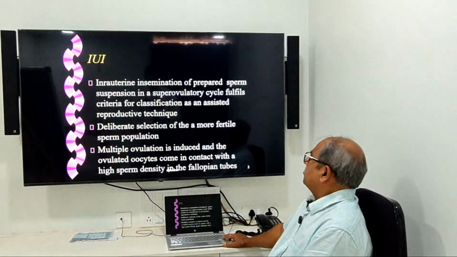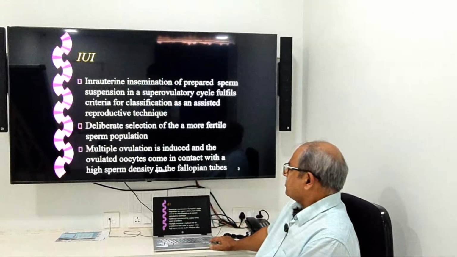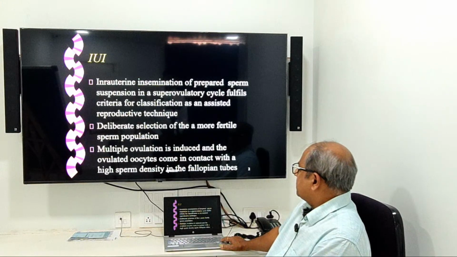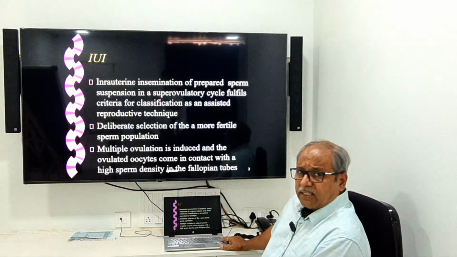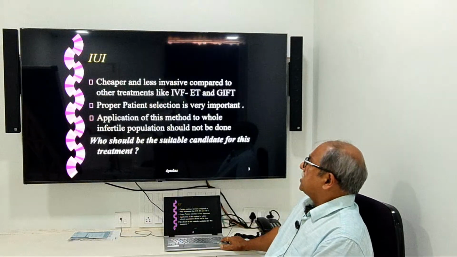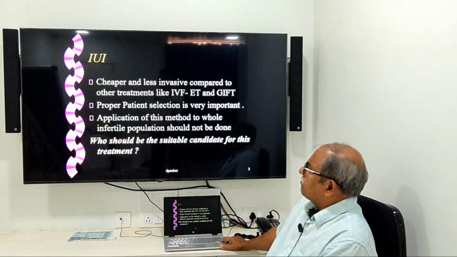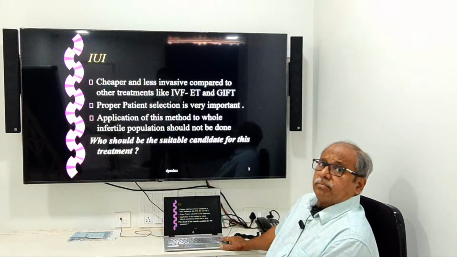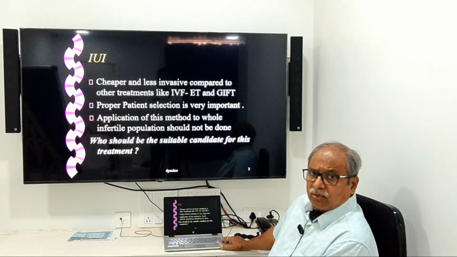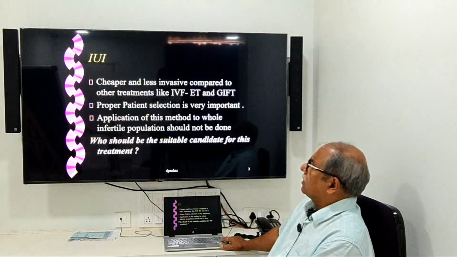There is deliberate selection of a more fertile sperm population, multiple ovulation is induced, and the ovulated oocytes come in contact with the high sperm density in the fallopian tube. This is the basic thing we do in our IUI method. It is cheaper and less invasive compared to other treatments like IVF and ET and GIFT. Today's book mentions GIFT, gamete intrafallopian transfer, but personally I am not doing it nowadays. It's not very much in vogue nowadays.